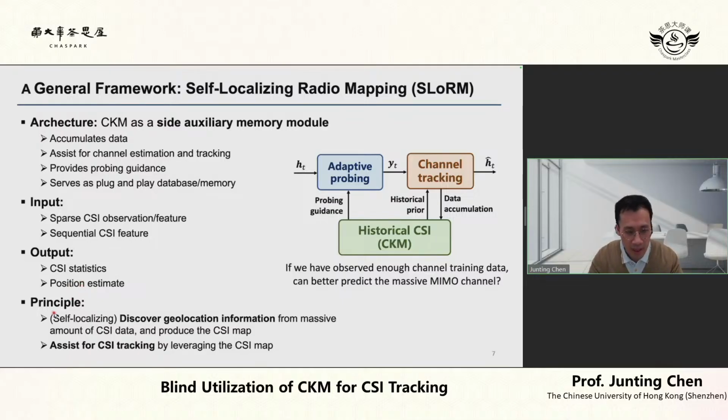And the principle we want to explore is that we'll try to discover the geolocation information from the massive amount of CSI data. So this is what we call self-localizing, right? The input is the CSI observation, and then by accumulating a large amount of input, we somehow self-localize all this data, and then figure out where we are, and then by utilizing the historical data, we can recover the full CSI or the full CSI statistics, and then assist CSI tracking. All right, so this is the general framework we want to study in this lecture.